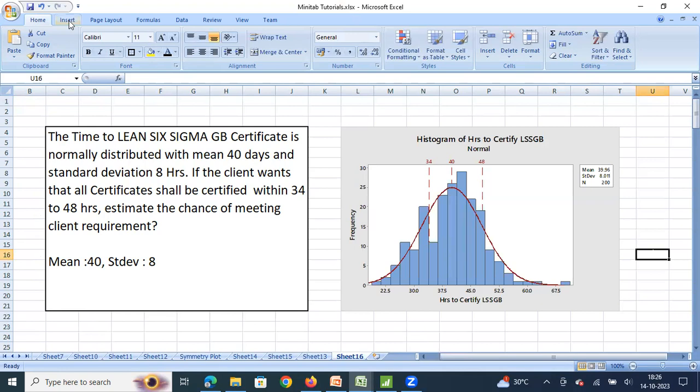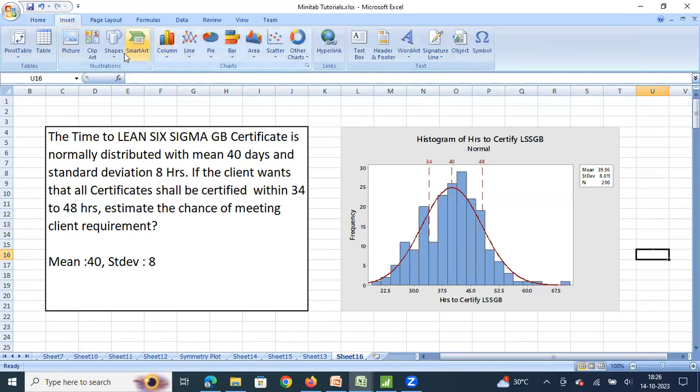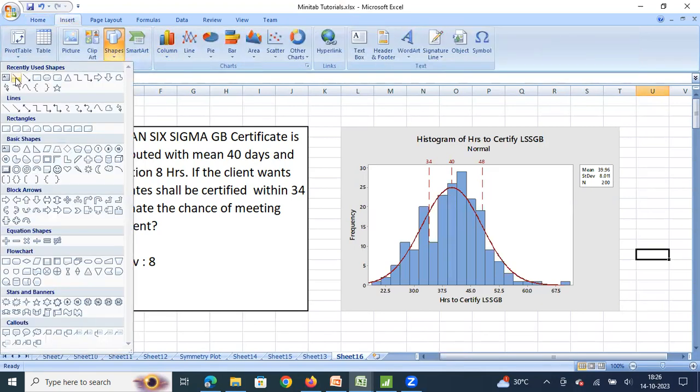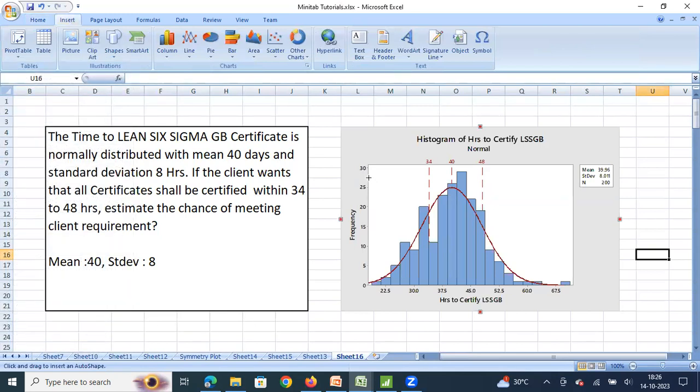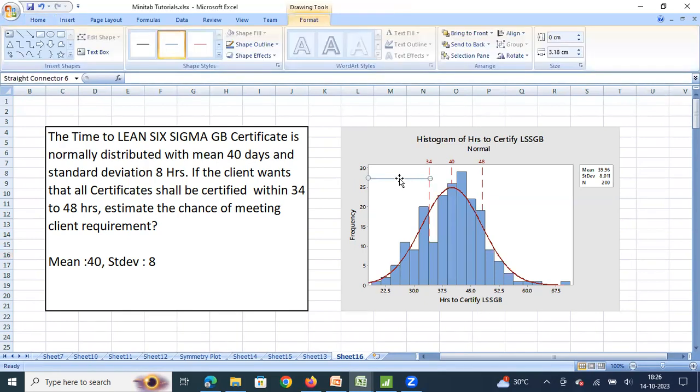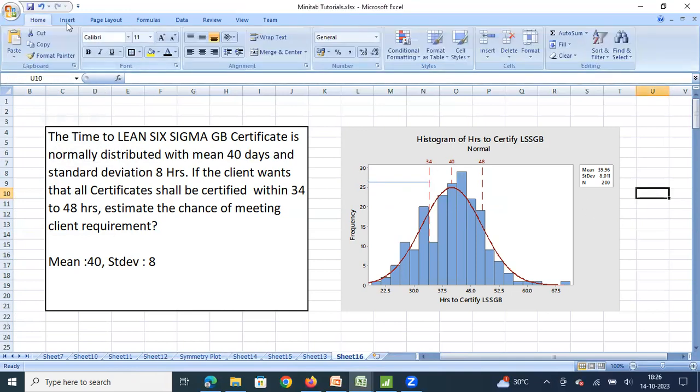To give you an understanding of what we are trying to calculate here, the total area of the curve from this point to this point will be the cumulative probability of people getting certified between the minimum number of days to 34 days. So this area of the curve will be the cumulative probability of 34 days. So let me call it A.